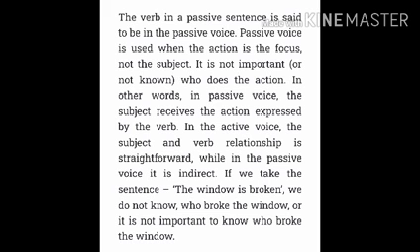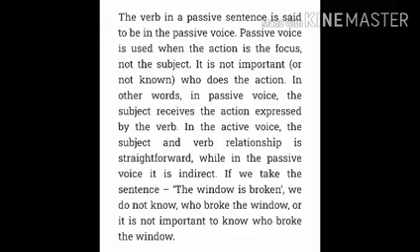The verb in a passive sentence is said to be in the passive voice. Passive voice is used when the action is the focus, not the subject. The subject is not important or not known. Who does the action? In other words, in passive voice, the subject receives the action expressed by the verb. In the active voice, the subject and the verb relationship is straightforward, while in the passive voice, it is indirect. If you take the sentence, the window is broken, we do not know who broke the window, or it is not important to know who broke the window.